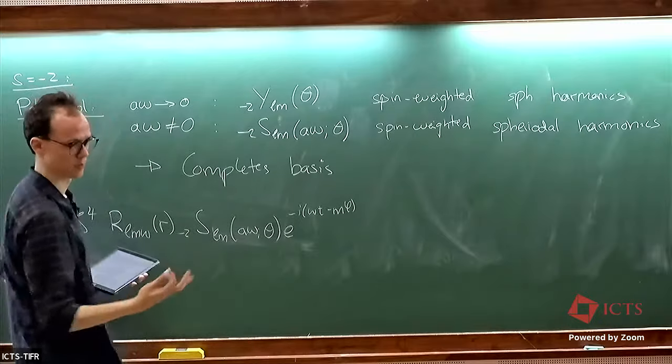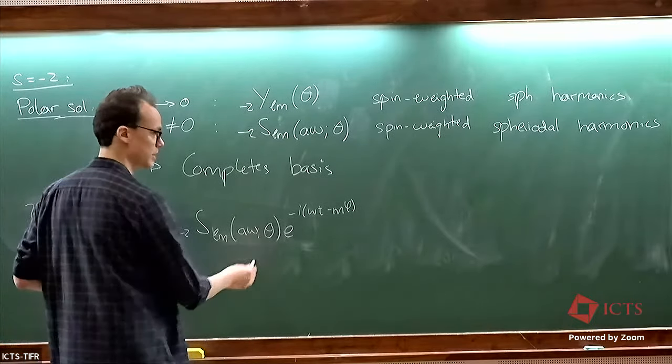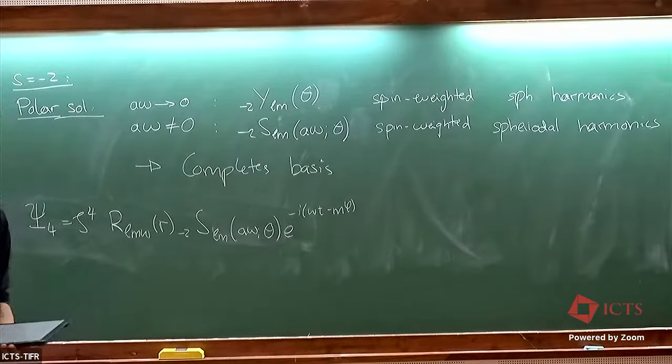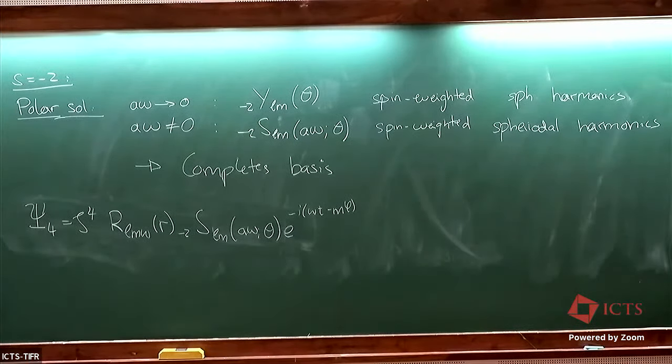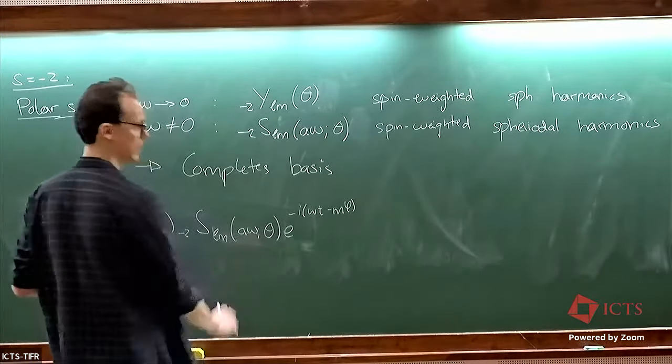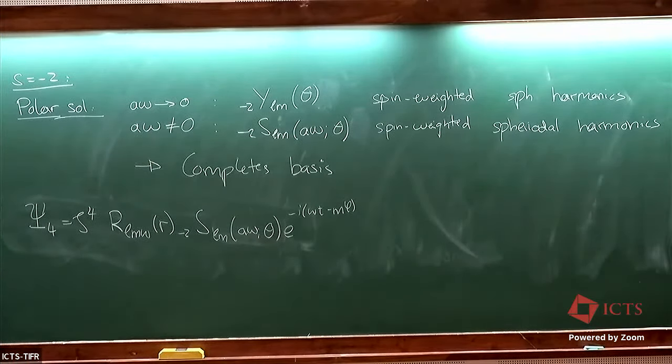And of course, in general, for us, the A times omega is going to be non-zero, because the A is the spin of the black hole, which is non-zero, and the omega is going to be the frequency of the perturbation. And because the source has a non-zero frequency, the perturbation will have a non-zero frequency too, and therefore the A times omega will be non-zero also for us.